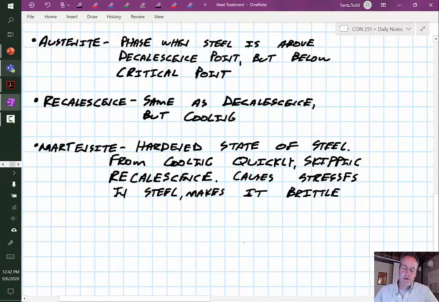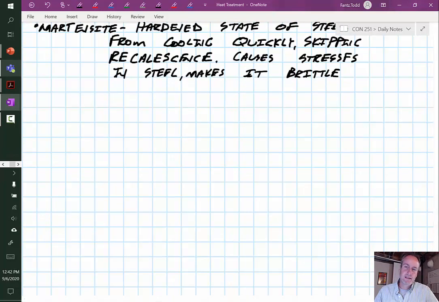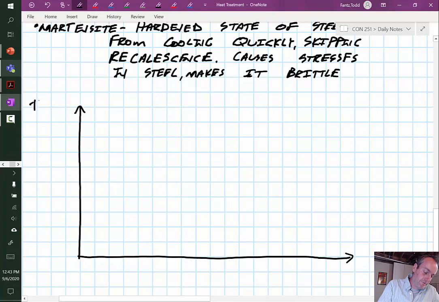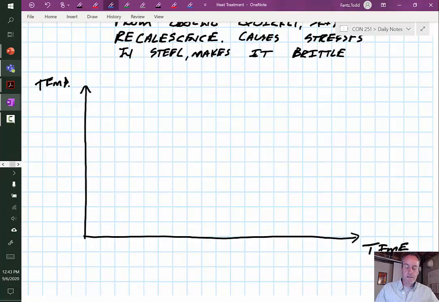All right, so now that we have those terms out of the way, let's take a quick look at what's actually going on here during this heating and cooling process. If I were to set up a graph, on my vertical axis I'm going to have temperature, and on my horizontal axis I'm going to have time. What we can do is start heating our steel, and just like we just saw in a phase diagram for any other material, we would have a linear relationship, meaning the more I heat it, the more energy I add to it, the higher the temperature.